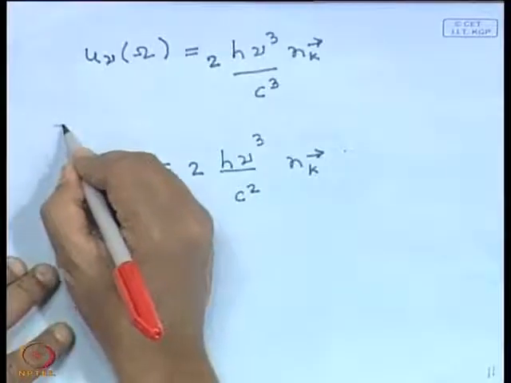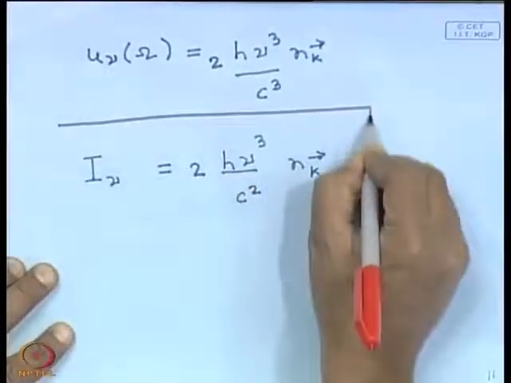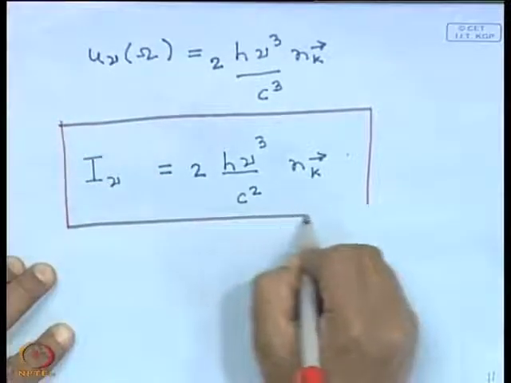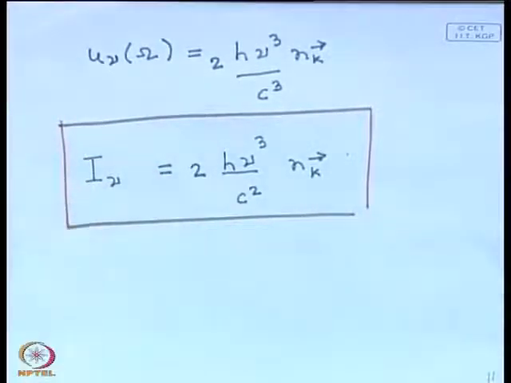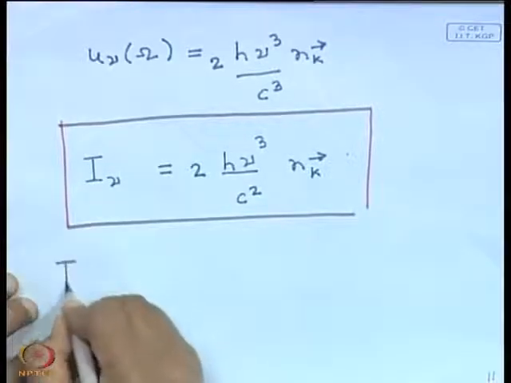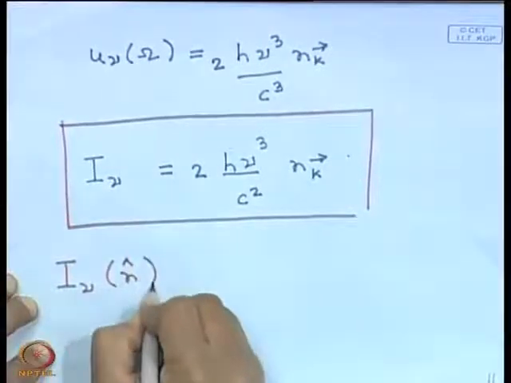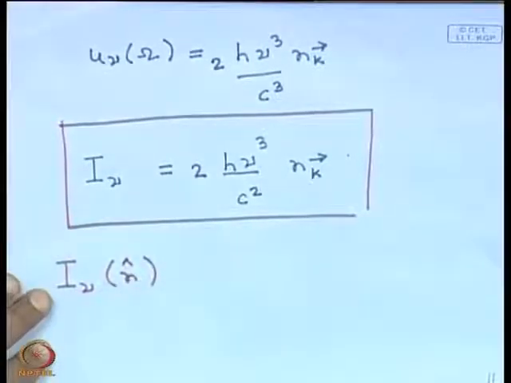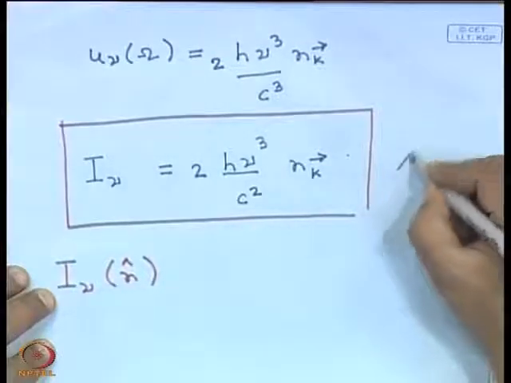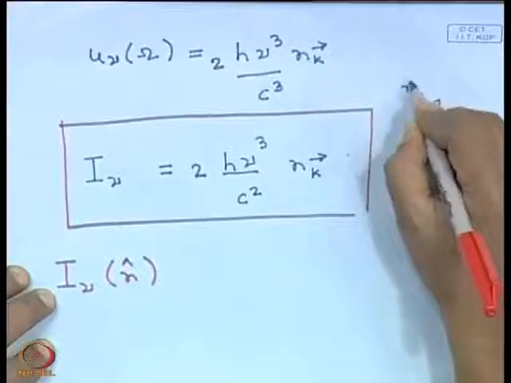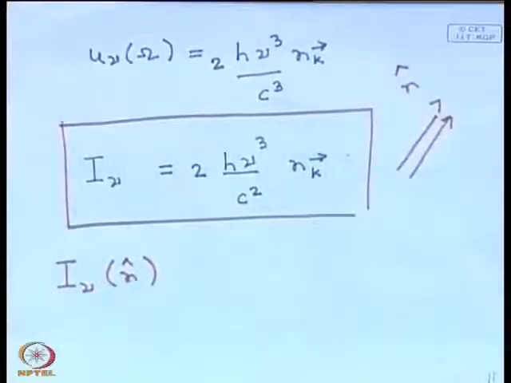So, we had calculated a relation between the specific intensity. Remember, the specific intensity I_nu is for rays in a certain direction. So, this is a unit vector along the direction of the rays. Let me draw a picture. So, these are my rays. They are along some unit vector n and they will be in a spread of solid angles.